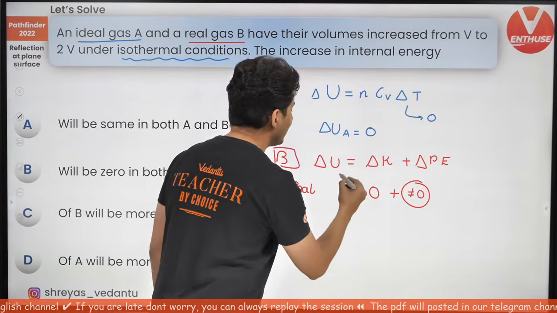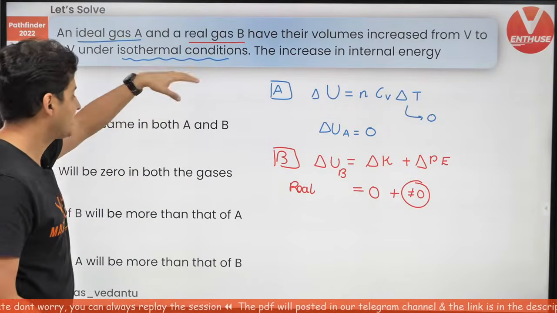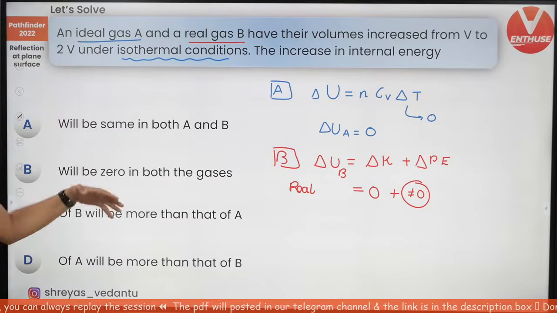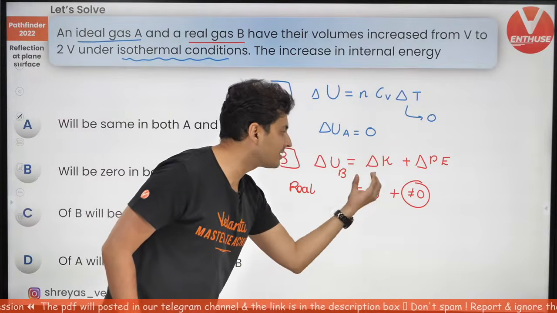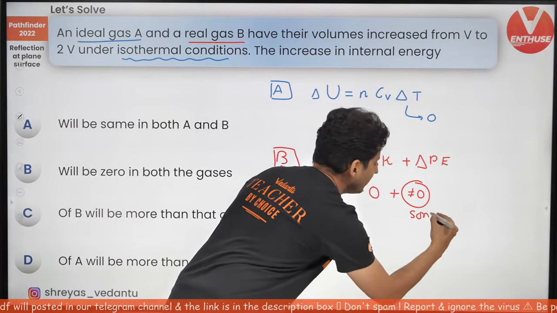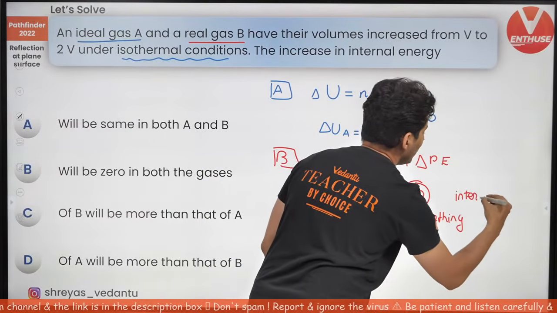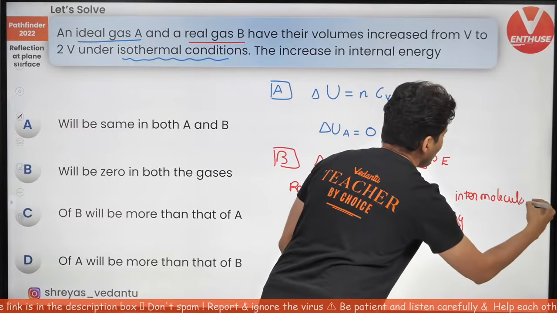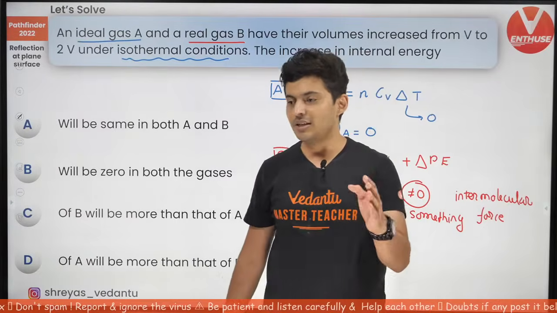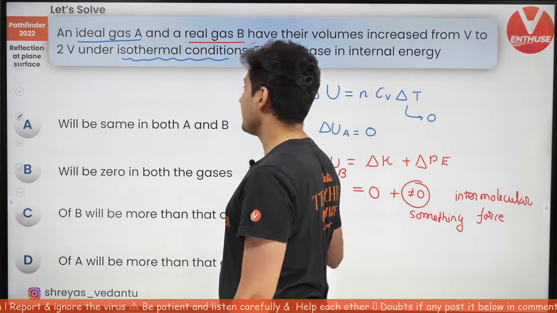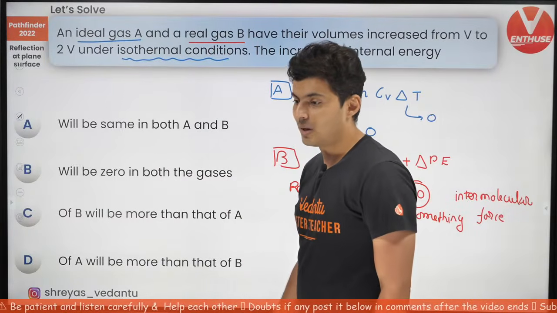So hence delta U of B for the second case, when you have a real gas, will be more than that of A. A's change will be 0. B will have 0 plus something over here, because of intermolecular forces. So for B, you will see the change in the internal energy will be more. Many students make a mistake and say it will be same because it is isothermal. Wrong. This is real, this is ideal. So you need to take that into account.